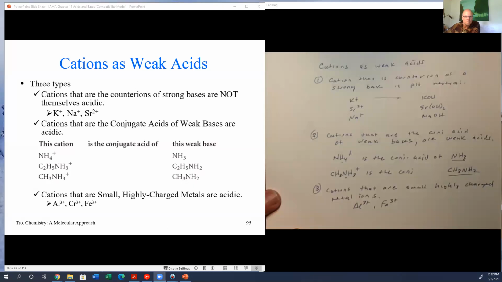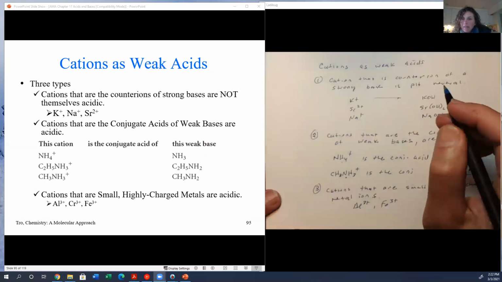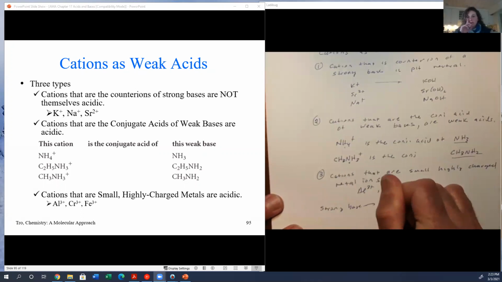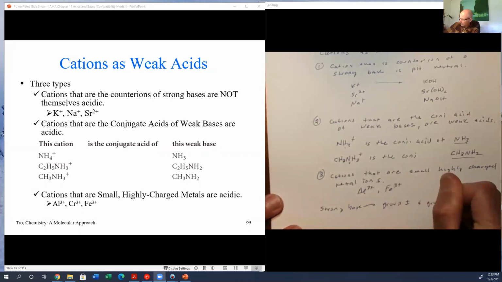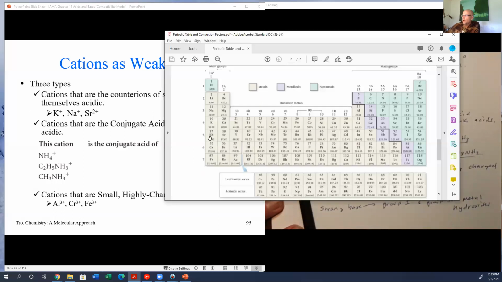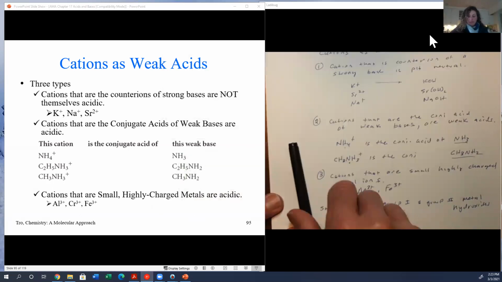Yeah? Emily: Could we go over one more time how we identify a strong base? Were we given a list for that? Yes. Strong bases are group 1 and group 2 metal hydroxides. When you put group 1 and group 2 metals together with a hydroxide, those are the strong bases. Okay. Thank you.